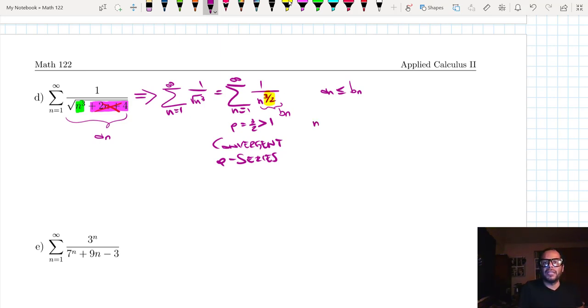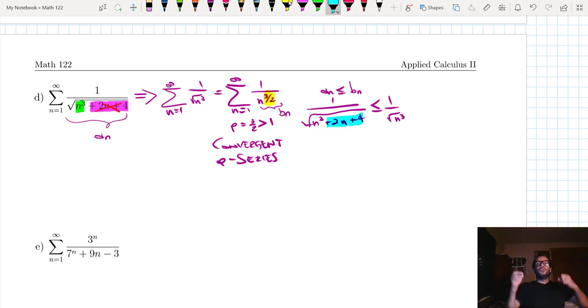we're going to have 1 over the square root of n cubed plus 2n plus 4, everything underneath the radical. Is it true that this is less than or equal to 1 over square root of n cubed? This is true because of this bunch of terms. This bunch of terms will make the number inside of the radical larger than n cubed. And because we're getting a larger number in the denominator, when we divide by a larger number, we get a smaller one. So this is true. So this is smaller than our test.